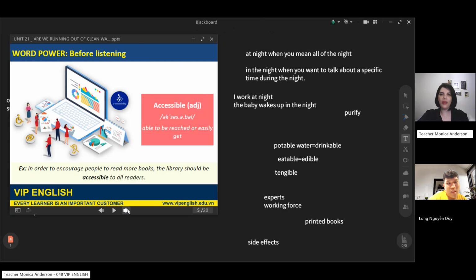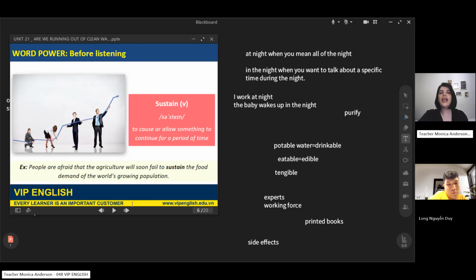So accessible is an adjective, and access is a verb. You know this, okay? And sustain is a verb, and we have sustainable, that is an adjective. For example, sustainable energy, really good one. So you know that sustain means to cause or allow something to continue for a period of time. People are afraid that agriculture will soon fail to sustain the food demand for the world's growing population. Maybe we need to have sustainable resources.